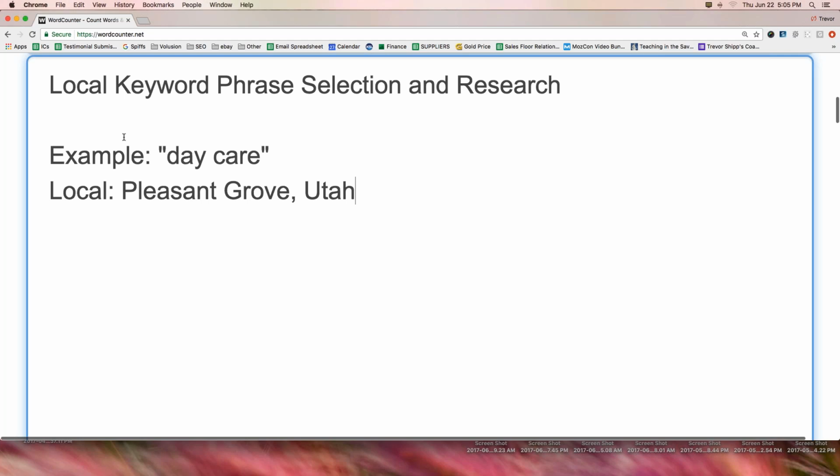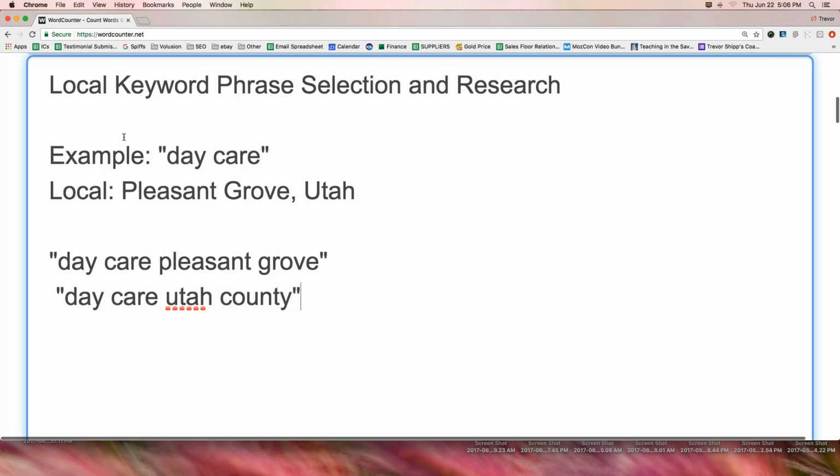Now, these keywords may not be searched a whole lot because they're local. An example of a keyword phrase maybe would be something like daycare Pleasant Grove, right? That might be something somebody actually types into Google. And I would, of course, want my daycare website to show up there, wouldn't I? Or daycare Utah County. Okay, that's the county we're in. We're in Utah County, it's called. So maybe I want to rank for daycare Utah County.